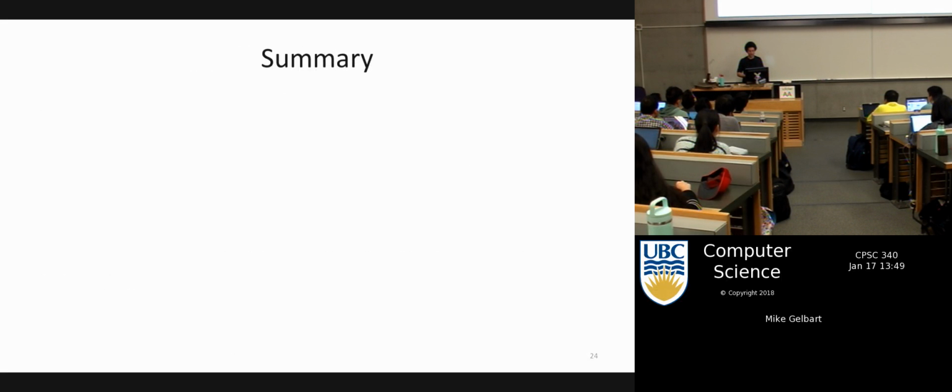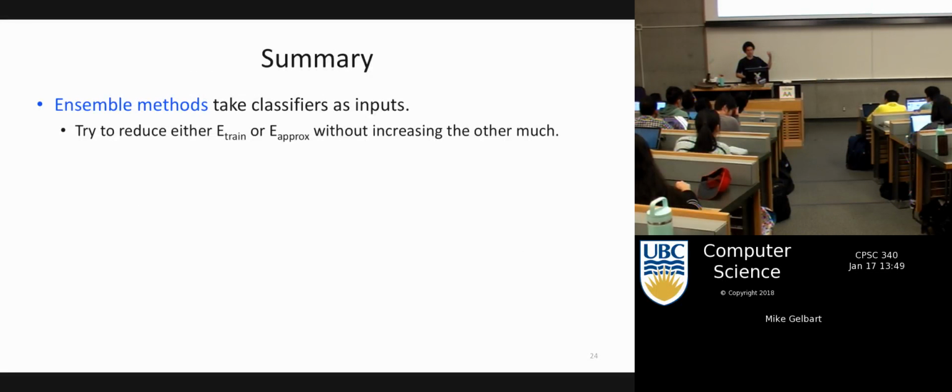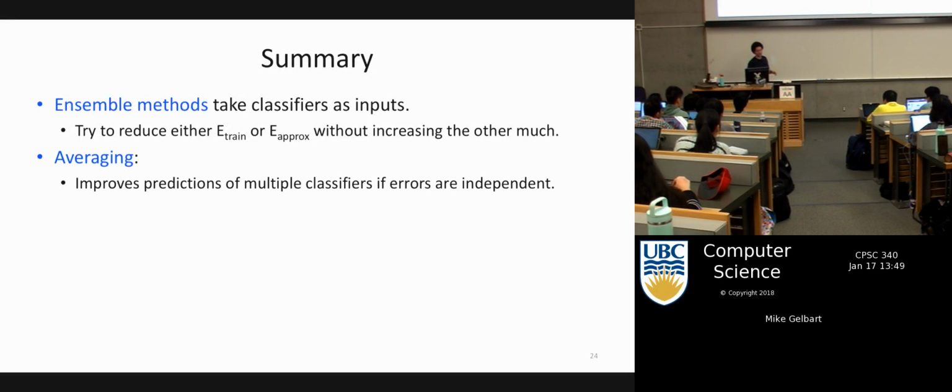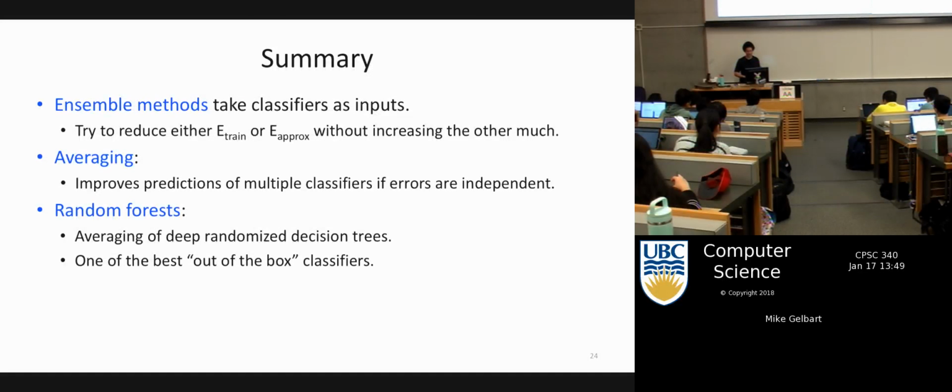So I already summarized the whole 2 weeks, but I'll summarize in particular for today: ensembles are kind of meta classifiers. Averaging can improve accuracy, but we need the things we're averaging to be different. If I'm just averaging a bunch of identical classifiers, it's not good for anything. And then we talked about random forests as a specific instance of averaging that tends to work very well.